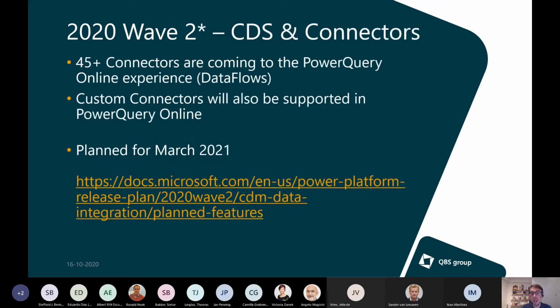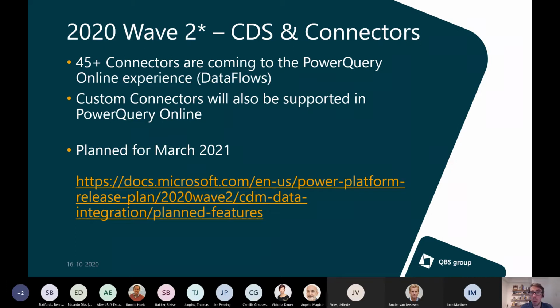Coming a little bit later, not just available now, is part of Wave 2 technically, but it's planned to arrive a little bit later in March. Preview is coming a little bit earlier, though. We should be able to preview that a little bit sooner. Is new connectors for Power Query. Inside of our Power Automate and Canvas app experience, of course, we have a lot of different connectors. We have 200 plus connectors available.